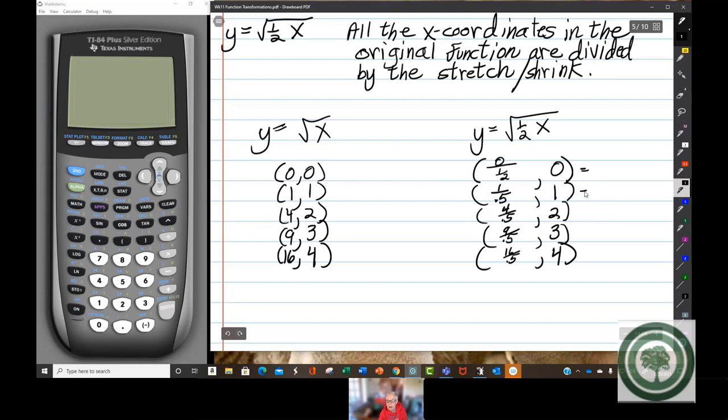So that will give us, don't need a calculator for the first two. That'll still be 0, 0. If you take 1 and divide it by 1/2, you get 2. Okay. Whenever you divide by 1/2, it's the same as multiplying by 2.